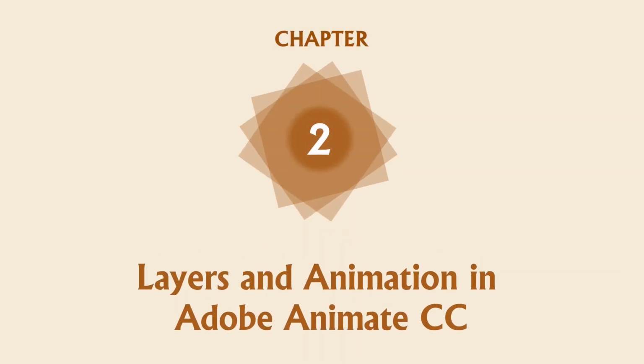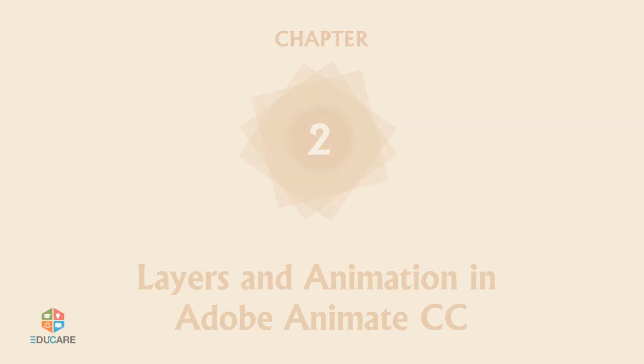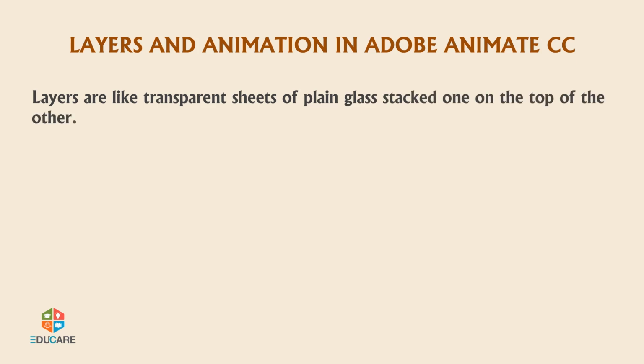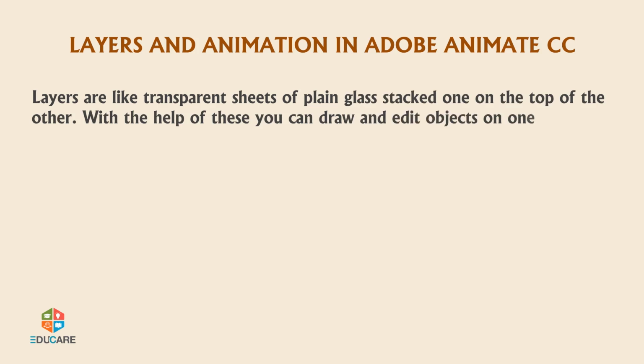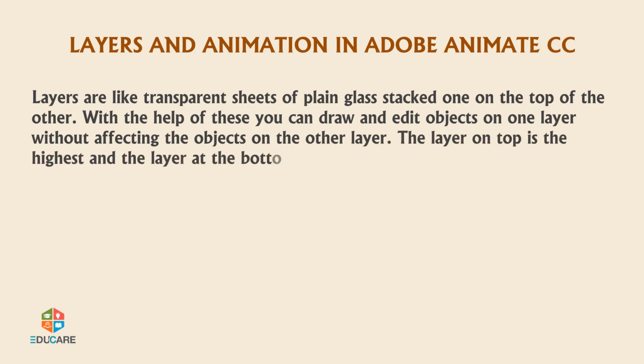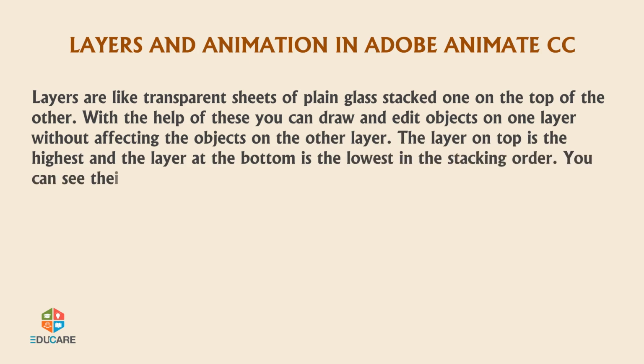Chapter 2. Layers and Animation in Adobe Animate CC. Layers are like transparent sheets of plain glass stacked one on the top of the other. With the help of these, you can draw and edit objects on one layer without affecting the objects on the other layer. The layer on top is the highest, and the layer at the bottom is the lowest in the stacking order. You can see their stacking order in the timeline.